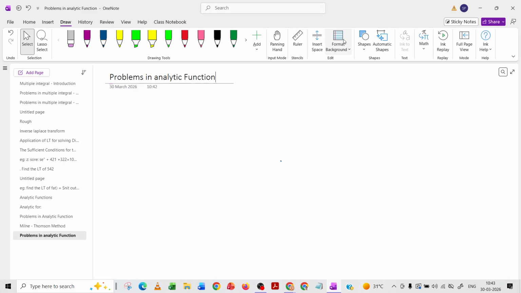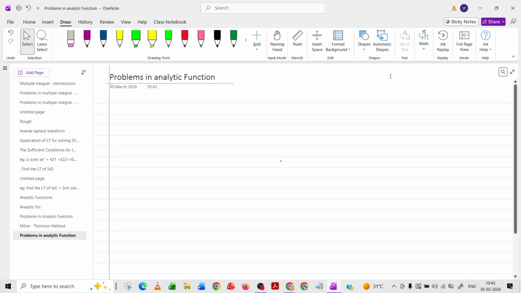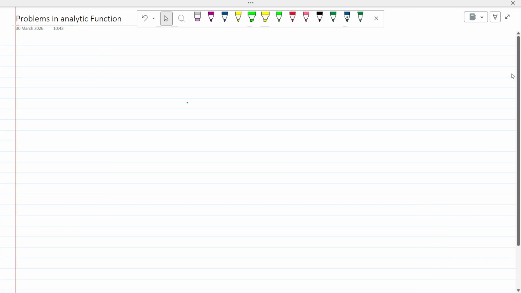In the class we are going to discuss a few more important problems. This problem is based on the properties of analytic function. Write the problem. Sometimes it comes. This is a very important problem.